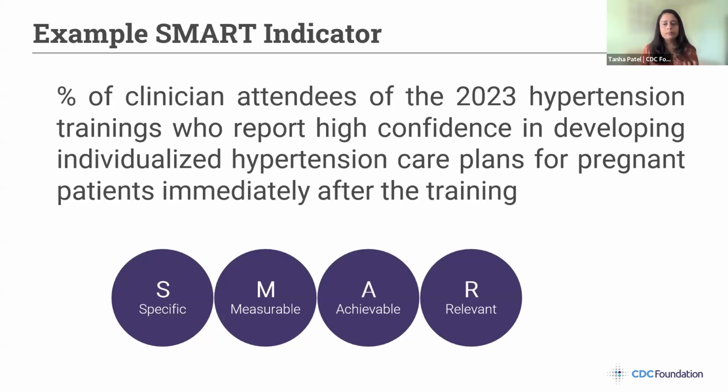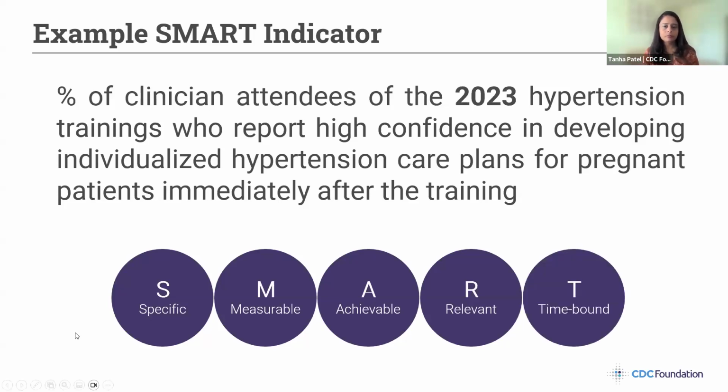However, we will have to double check if the indicator is actually aligning with the evaluation question. If the question is something else, this may not be relevant, even though it may be SMART. So you have to double check that. And then finally, this indicator is time-bound because it specifies that we're looking at attendees from 2023 trainings who report high confidence right after the clinicians are trained.